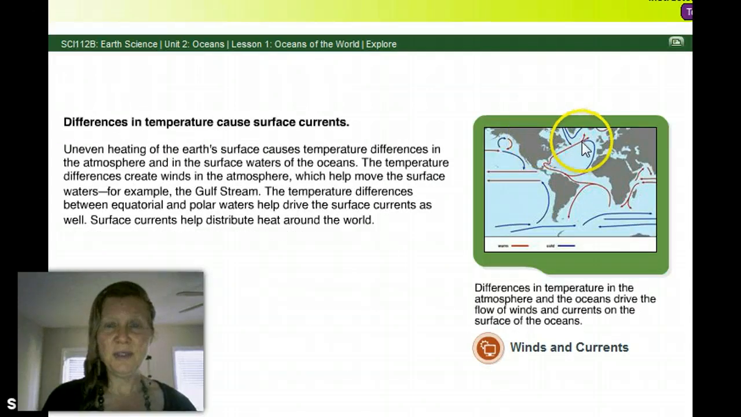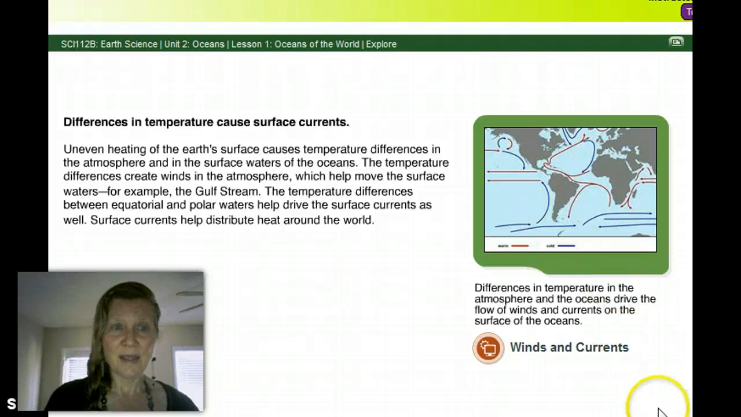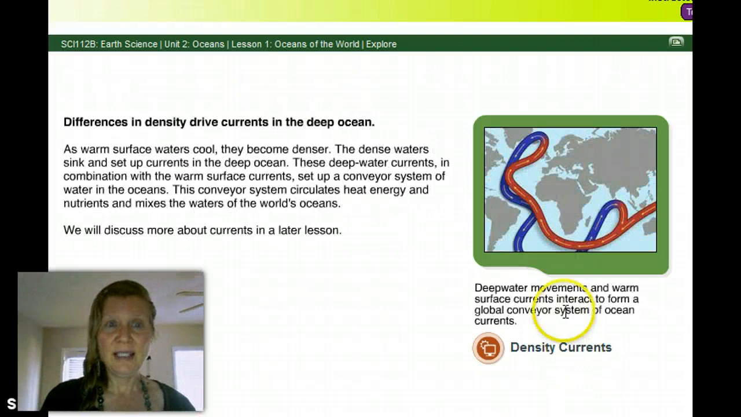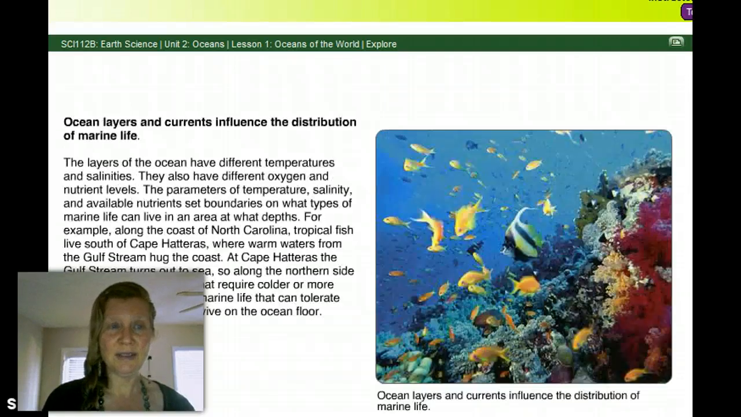Now, these differences in temperature cause the surface currents. Because the Earth has uneven heating that we observe in the atmosphere, this is also observed in the surface waters, the transition zone, and the deep water zone of the oceans, and it creates the different currents found in the ocean. The surface waters are one way that helps distribute heat around our Earth, and differences in density drive the currents in the deep ocean as well. So please look at this interactive video on the deep currents.